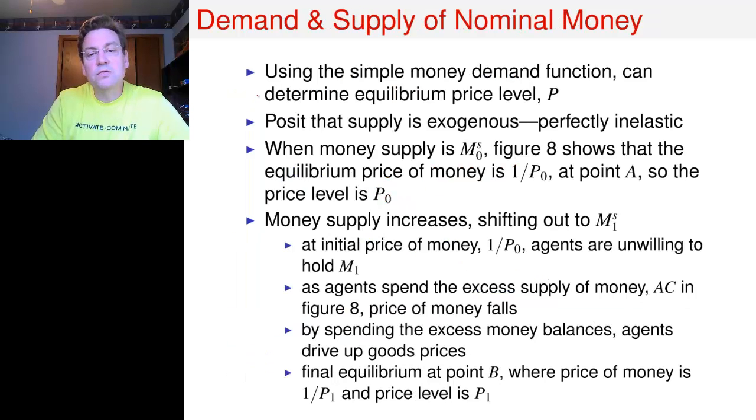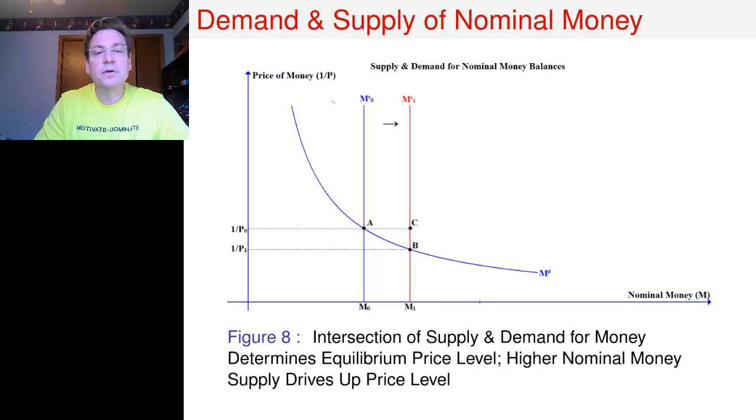So now we can combine this with a very simple model of money supply. Let's first assume that money supply is just exogenous, so it's perfectly inelastic. Well, then what we have is just this vertical money supply function. So initially the supply of money is at M0. Money demand is given by this downward sloping demand curve. So the equilibrium price level is P0, and the price of money is 1 over P0.